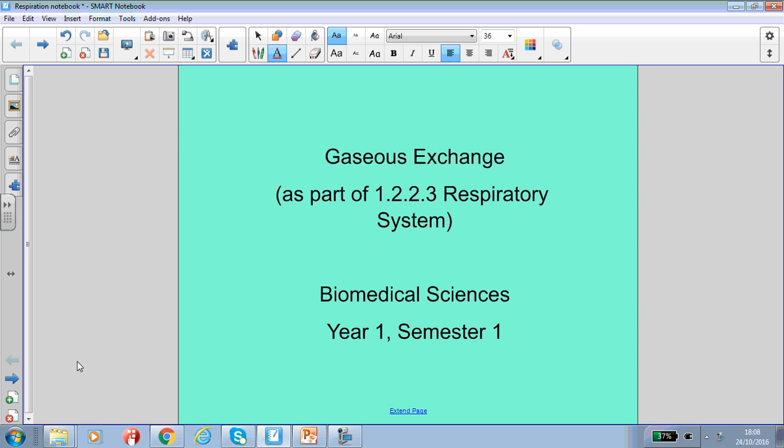But in this sense, we're talking about respiration as in basically breathing, the movement of air in and out of our lungs, and what happens to the gases that are entering or leaving the body. So respiration in these terms is about breathing rather than what's going on in the individual cells themselves. The overall term we can use to describe that is gaseous exchange.